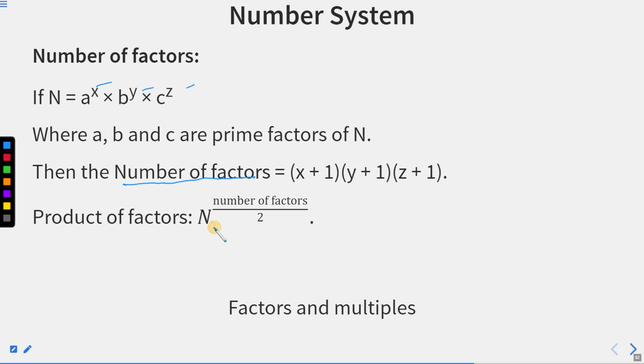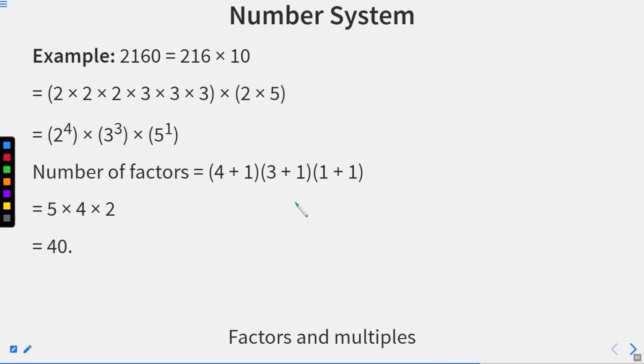So the product of factors, what is it going to be? It will be n to the power of the number of factors divided by 2. Next, let us see an example.